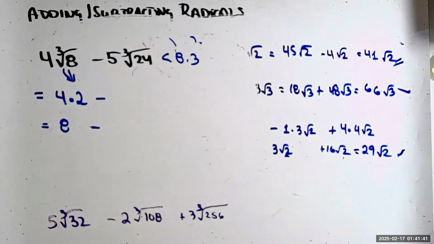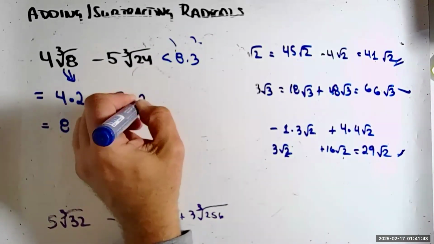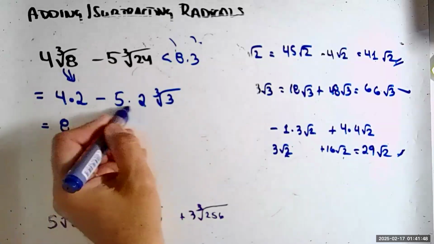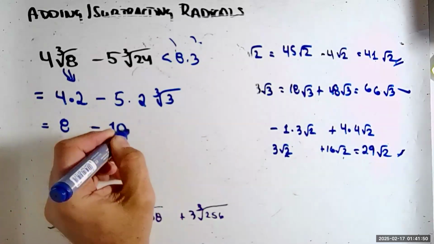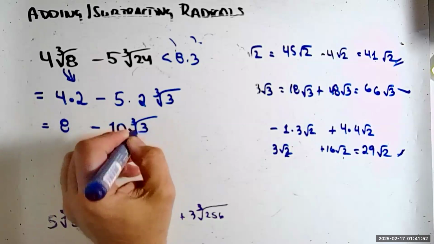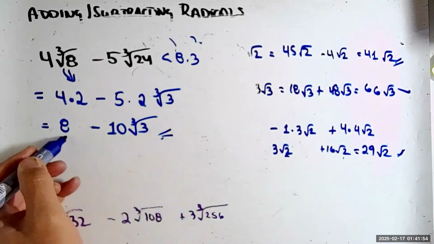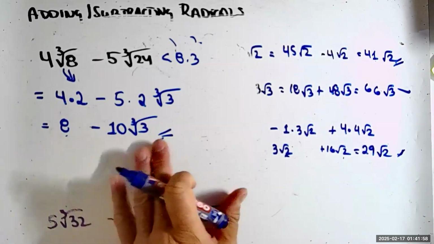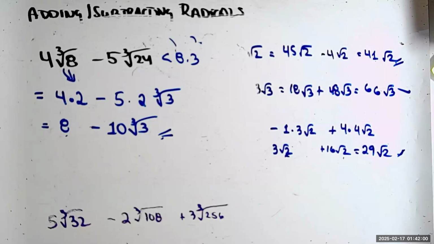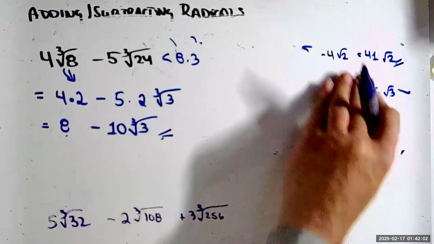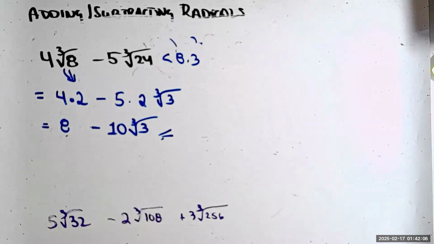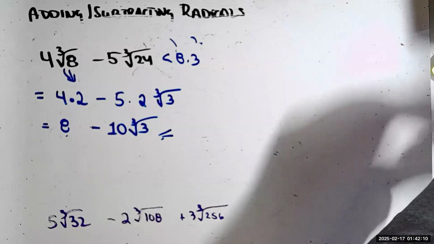Okay, so then what else can we do? 5 times 2 cube root of 3. 5 times 2, that will be 10 cube root of 3. And we leave it as is because they don't have any common factor. It will be 8 minus 10 cube root of 3. I hope I wrote it correctly. Something was missing there, I don't know. I'll check the book later on.